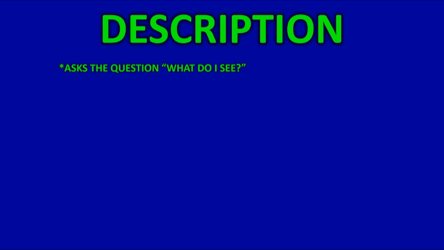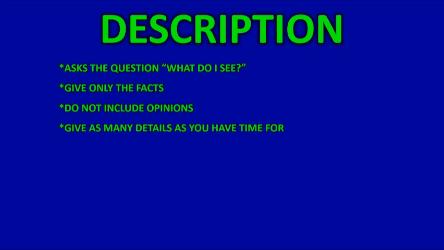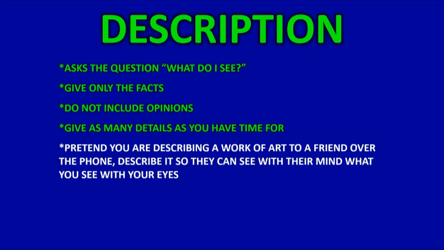Description asks the question, what do you see? With the description, you're only going to give facts. You are not including any opinions of any kind when you are describing your work of art, and you're going to give as many details as you have time for. Basically, what I tell my students is pretend you're talking on the phone to a friend and describing a work of art so that they can see with their mind what you see with your eyes.